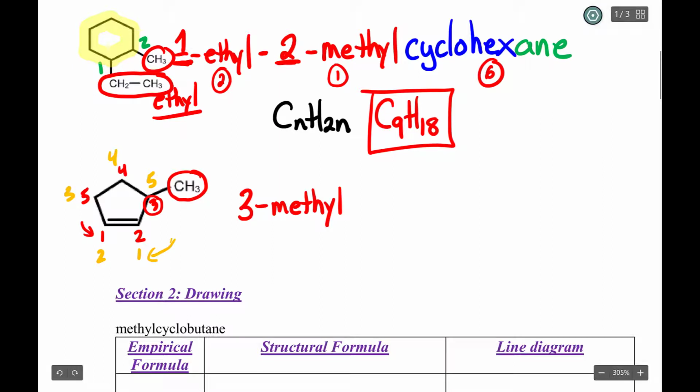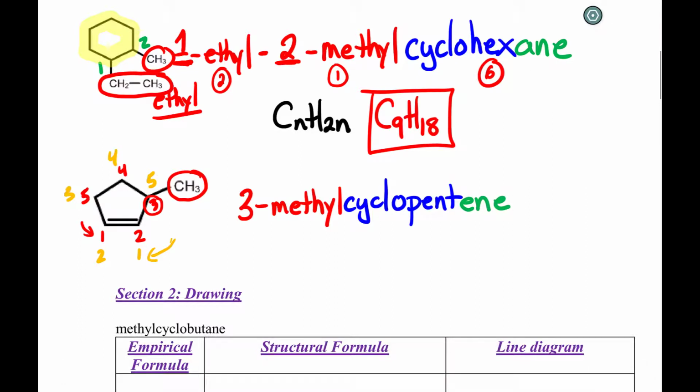Then because it's cyclic, I have to have the word cyclo. There's 5 carbons in the main ring, so cyclopent. And then I have a double bond, so it needs to have ene. The thing is, ene, since it is already numbered 1 and 2, it has the highest priority. I don't have to say pent-1-ene. There is only cyclopentene, where the double bond has to be on number 1 and number 2. So it's considered redundant to put in 1-ene, and so we do not do so.